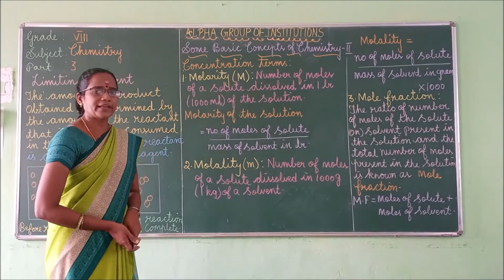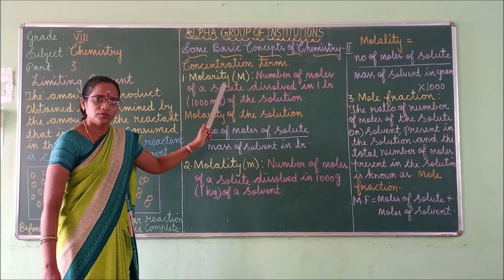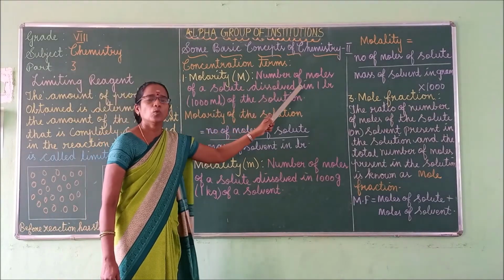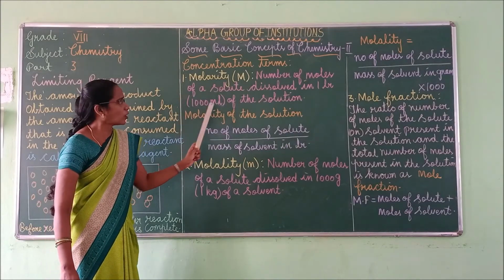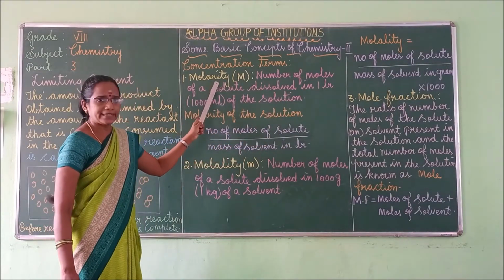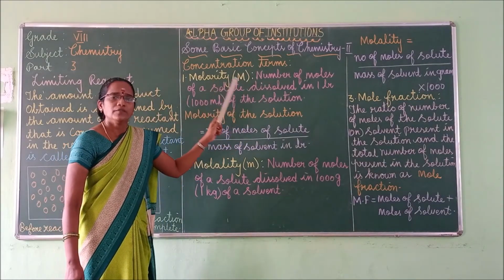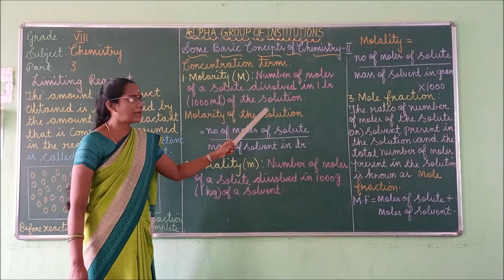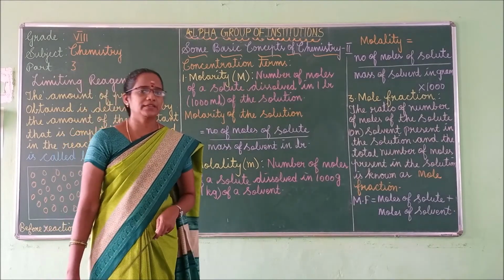Molarity is defined as the number of moles of the solute dissolved in 1 liter, and 1 liter means 1000 ml, of the solution. Molarity is defined as the number of moles of solute when it is dissolved in 1 liter, that is 1000 ml, of the solution. Then we can say it is a molarity.